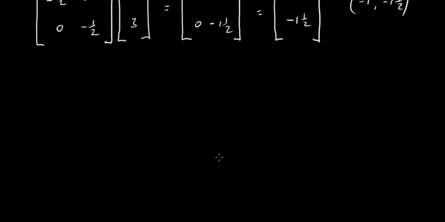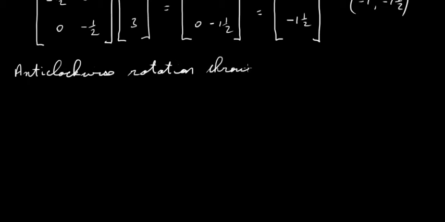So this time what we're going to do is an anti-clockwise rotation through some angle. So we're going to go anti-clockwise. An anti-clockwise rotation. And the rotation I'm going to do is through 60 degrees. So we're going to take our vector and we're going to rotate it anti-clockwise 60 degrees.